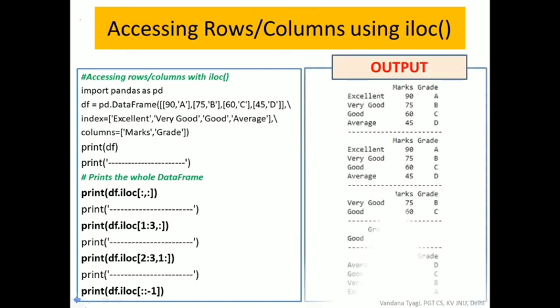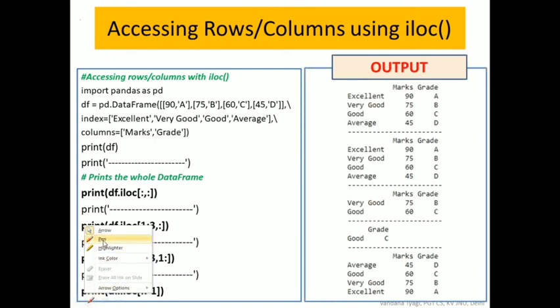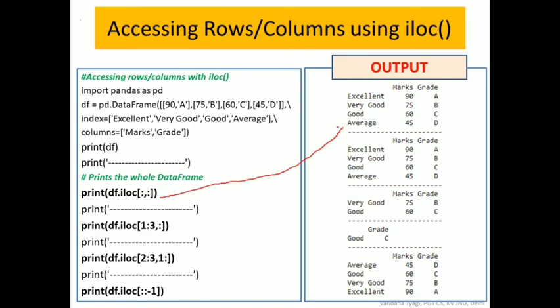Let's see the output over here and try to understand what we are getting. Now this is the complete data frame to be printed. If you see in the data frame, we have created 4 row indexes: excellent, very good, good, average. We have created two columns, marks and grades, and all the values which we are passing through the nested list are stored inside this data frame.